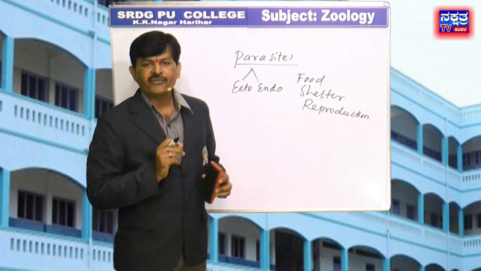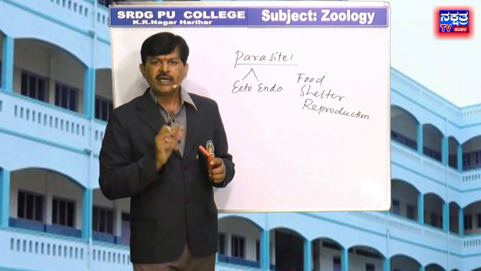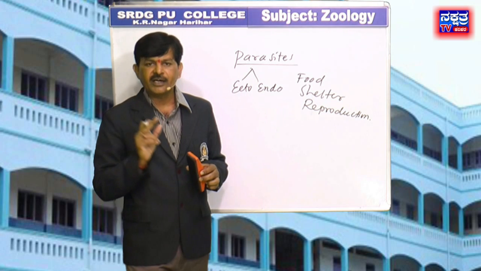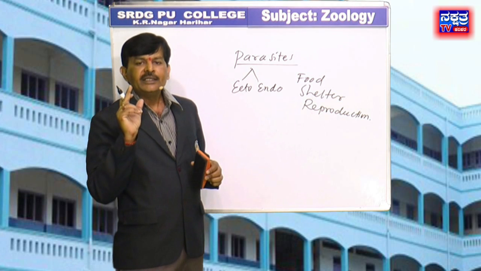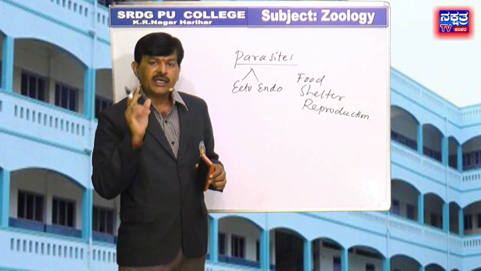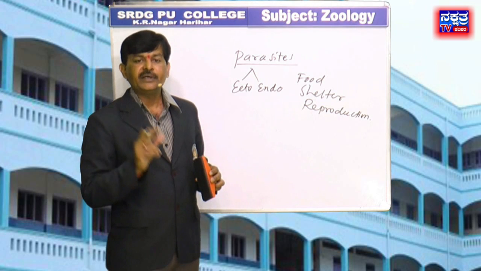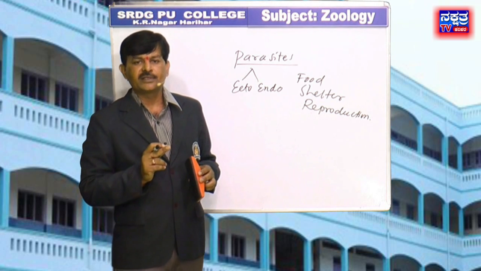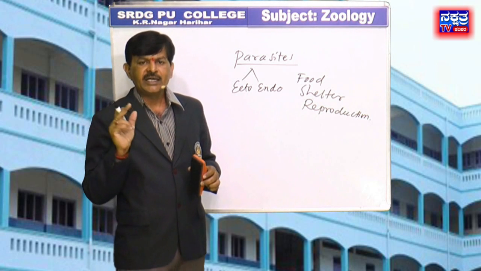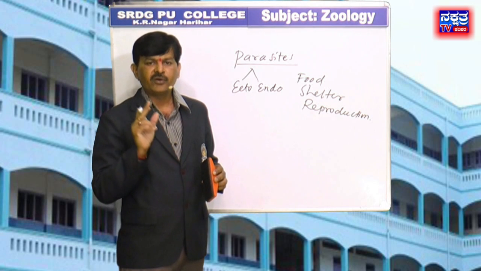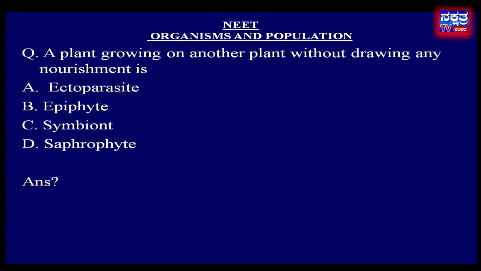Next, saprophyte. Saprophyte is an organism, especially a fungus or a bacterium, that lives on and gets its nourishment from dead organisms or decaying organic materials. That is called the saprophytes. Therefore, in the given options, B, that is epiphyte, is the right answer.